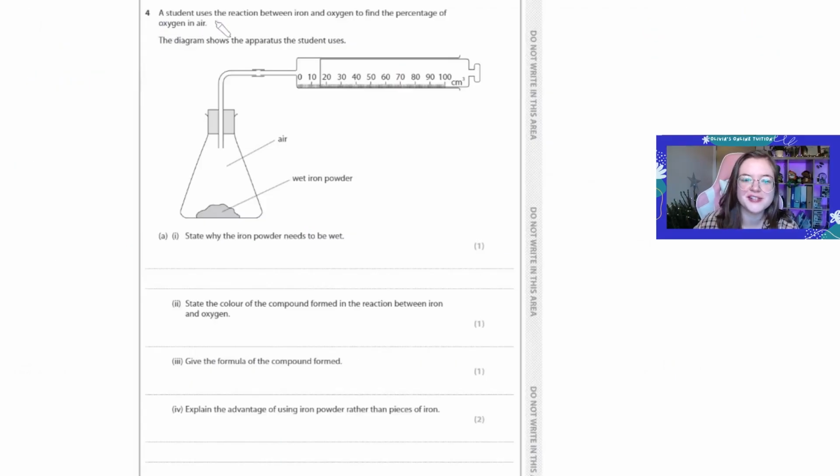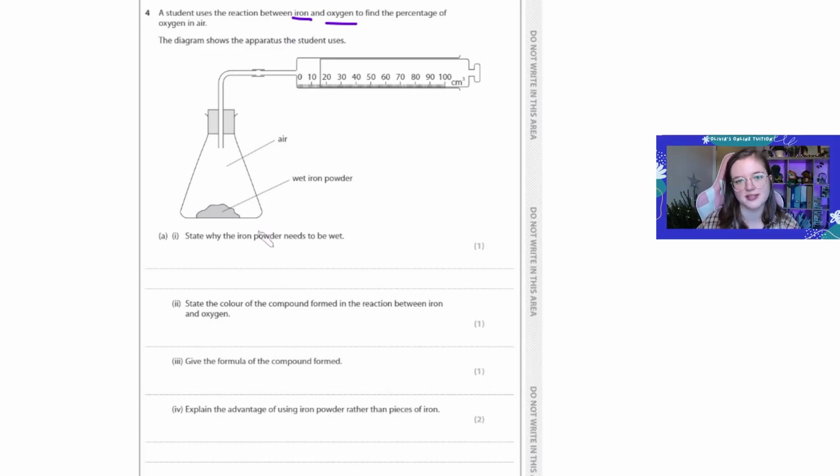Question 4. A student uses the reaction between iron and oxygen to find the percentage of oxygen in air. The diagram shows the apparatus the student uses. Part A, state why the iron powder needs to be wet. So iron reacts with oxygen very rarely, because remember, iron isn't so reactive, so it doesn't really do very much. But what it does do is rust.